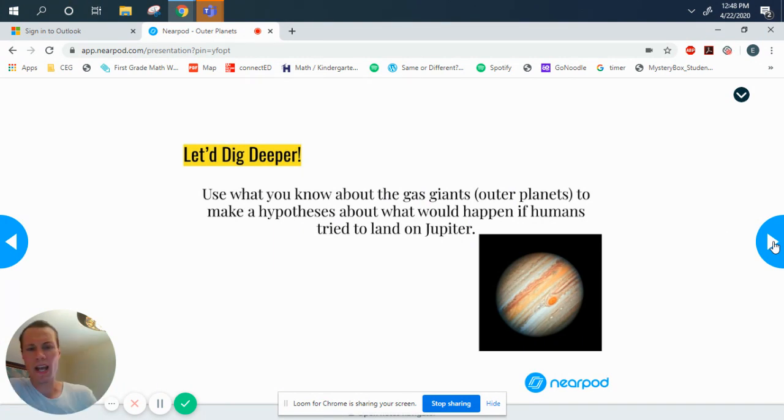What do you know about gas giants? Use what you know to make a hypothesis about what would happen if humans tried to land on Jupiter. So let's say Earth was getting blasted by meteors and we had to move to a new planet. What would happen, do you think, if humans tried to land on Jupiter? I want you to make a hypothesis.